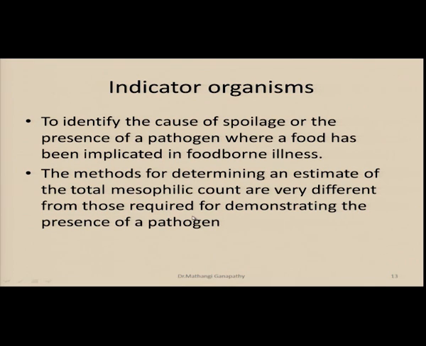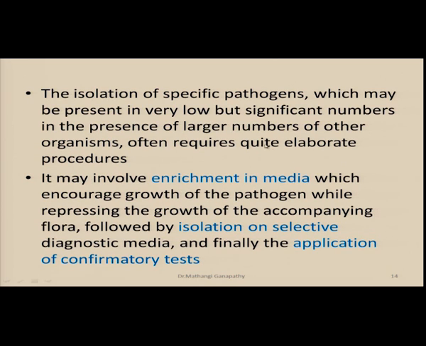In other words, if this many of the indicator organism are present, automatically the food sample might also contain the pathogen concerned. So the method used for determining an estimate of the total mesophilic count is very different from those required for demonstrating the presence of a pathogen. The isolation of specific pathogens which may be present in very low but significant numbers in the presence of larger numbers of other organisms requires an elaborate procedure.